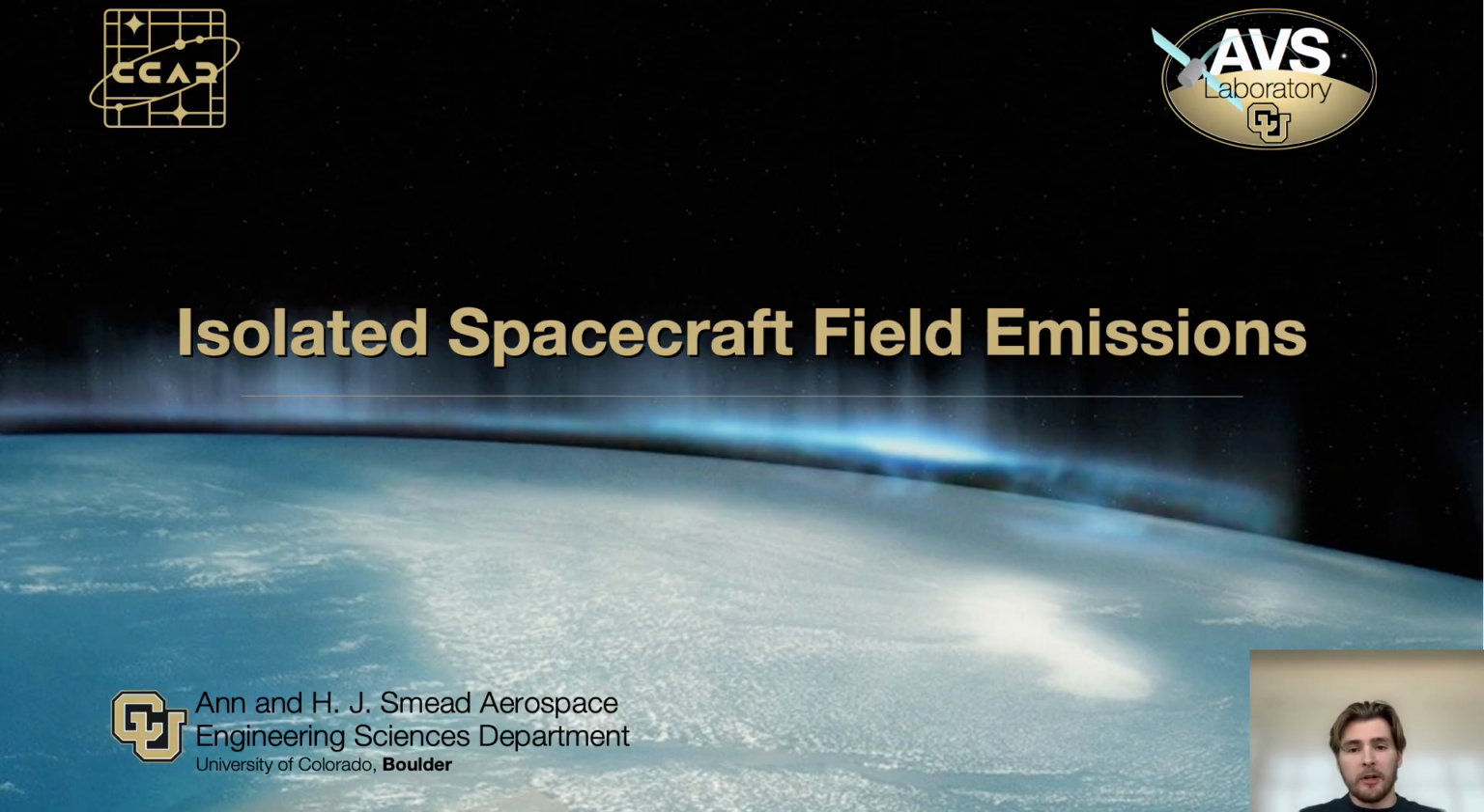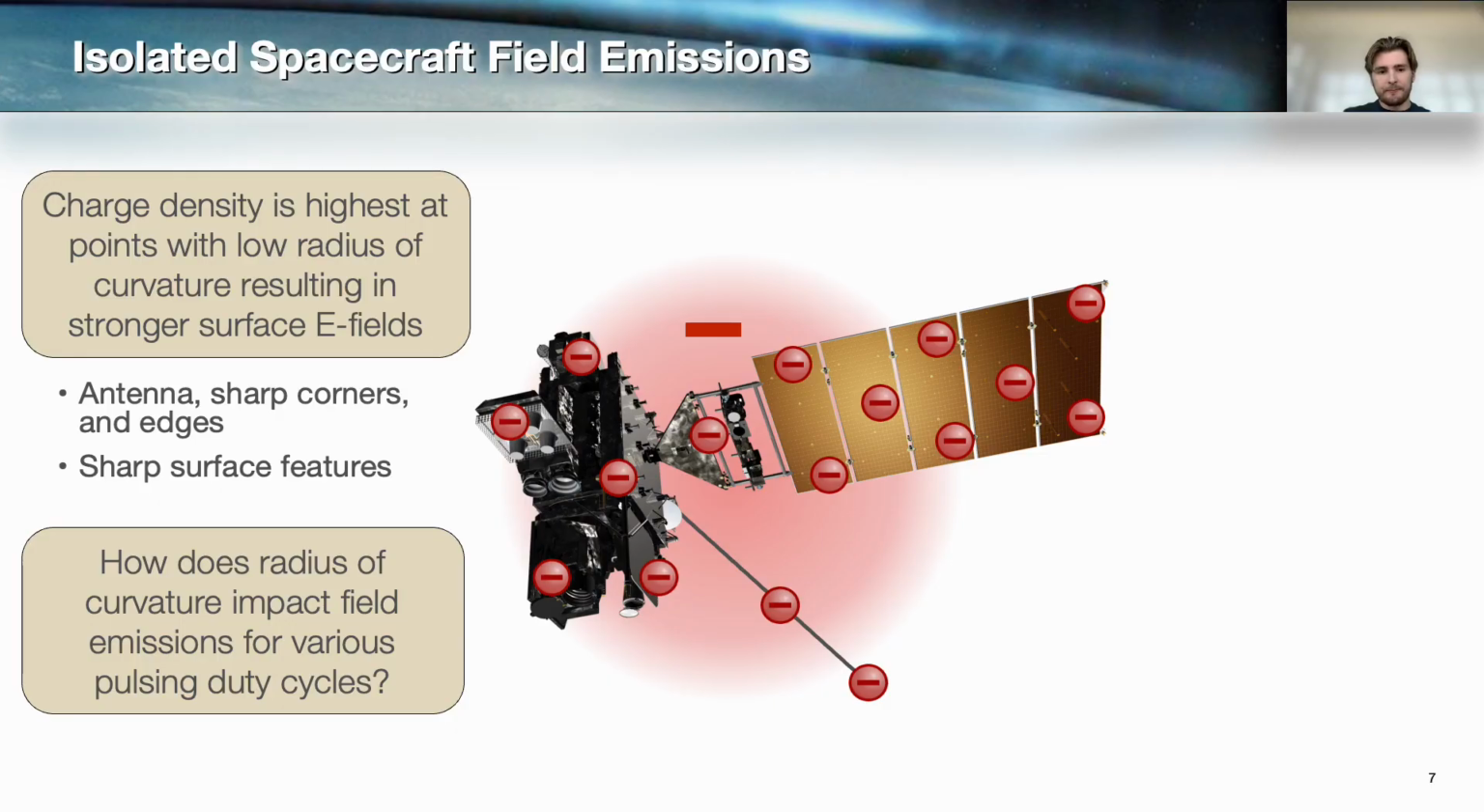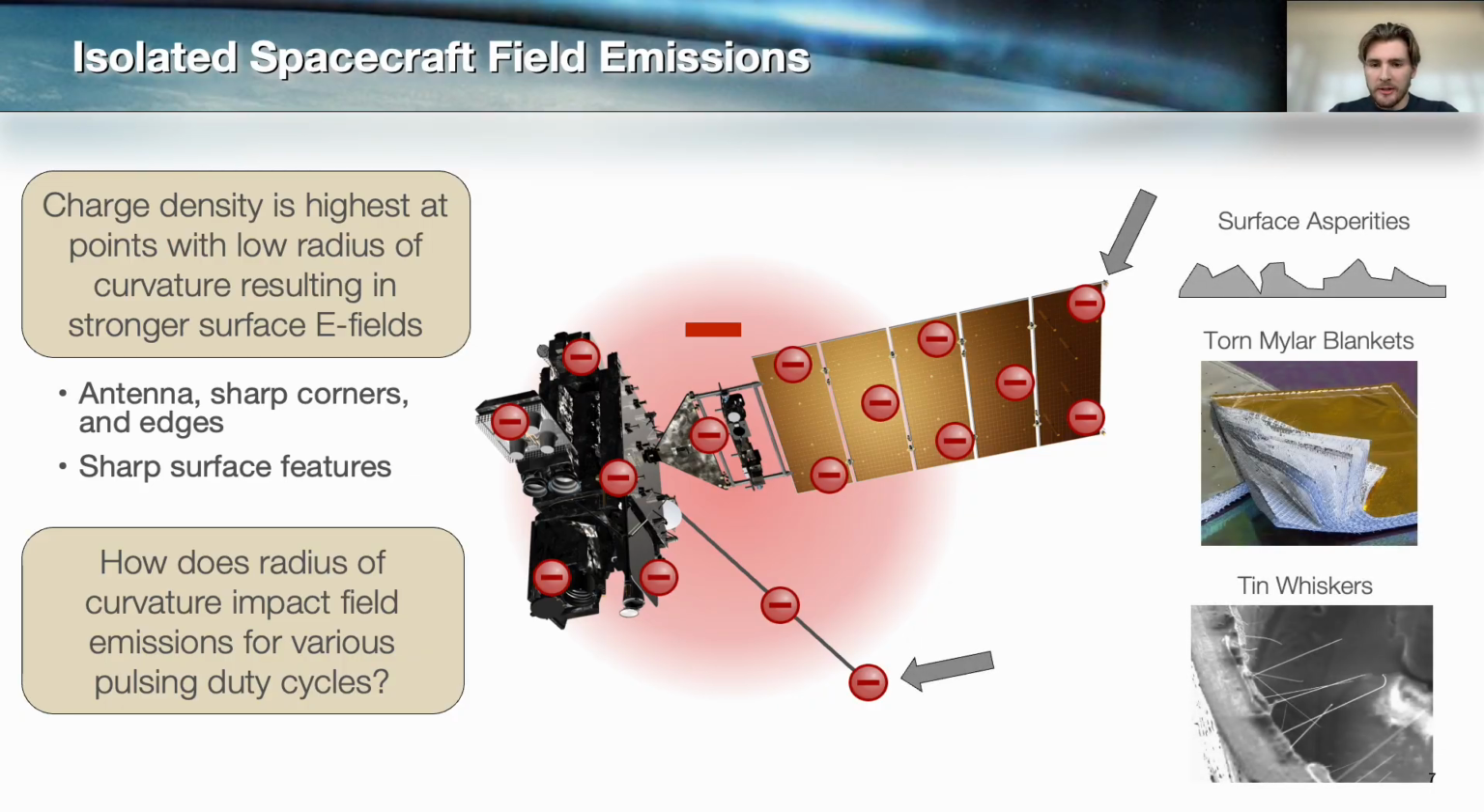To answer the first question, we start by looking at how geometry and electric potential impact field emissions for an isolated spacecraft. Now, spacecraft design guidelines generally suggest that a spacecraft should be fully conducting across all of its components, and as such, the charges spread across the spacecraft until an electrostatic equilibrium is reached. Because of this, charge density tends to be highest at sharp points on a spacecraft, and these are points with low radius of curvature. And this results in a greater surface electric field at these points, and thus a greater risk for field emissions. For a spacecraft, these points tend to be antennas, sharp corners, and edges, as well as sharp surface features like surface asperities, torn mylar blankets, or tin whiskers.